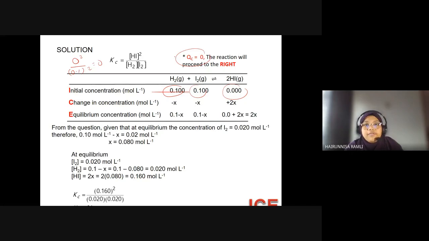So apa maksud proceed to the right ni? Maksudnya dia akan proceed untuk produce product. Okay, sebab apa? You, that's why you have to imagine dalam flask tu, you masukkan reactant saja. Macam mana dia nak reach equilibrium kalau produk tu kosong? Betul tak? That's why dia kena hasilkan produk tu dulu. Lepas tu barulah dia nak balance kan. Remember, always remember equilibrium tu imagine macam balance kan. Dia mesti sama. Sama apa? Rate sebenarnya yang sama tu rate. Rate forward is equal to rate reverse.